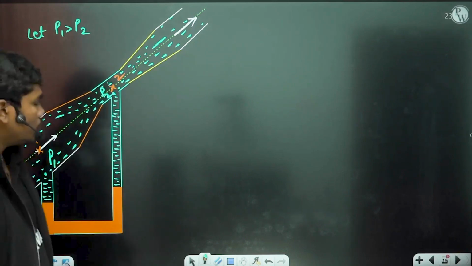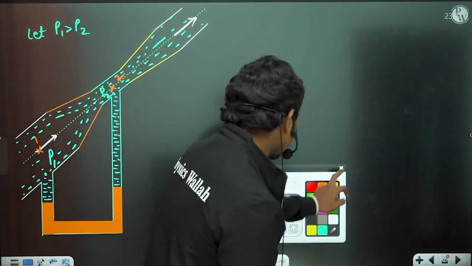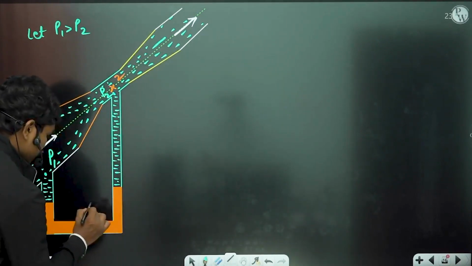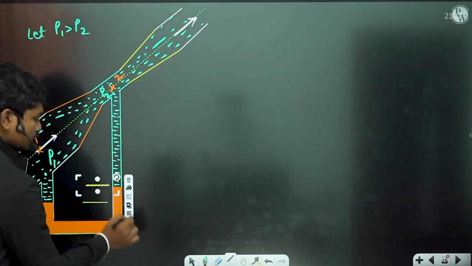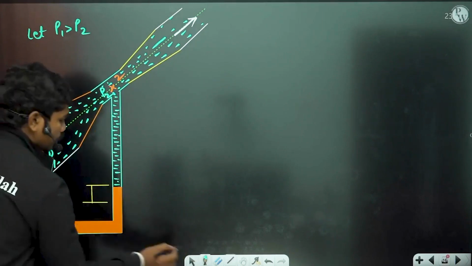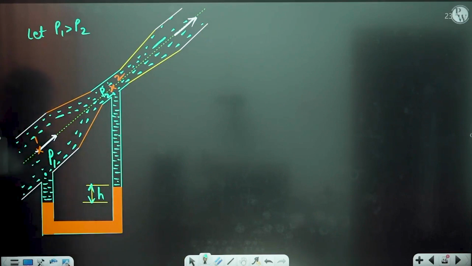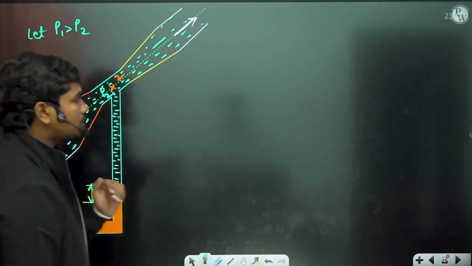Now how do you calculate the volume flow rate using this deflection? Let us suppose the mercury manometer has shown certain deflection, H for example. Then using this H, how do you calculate the flow rate? You know this diameter, you also know this diameter. Now let us see how you calculate this.